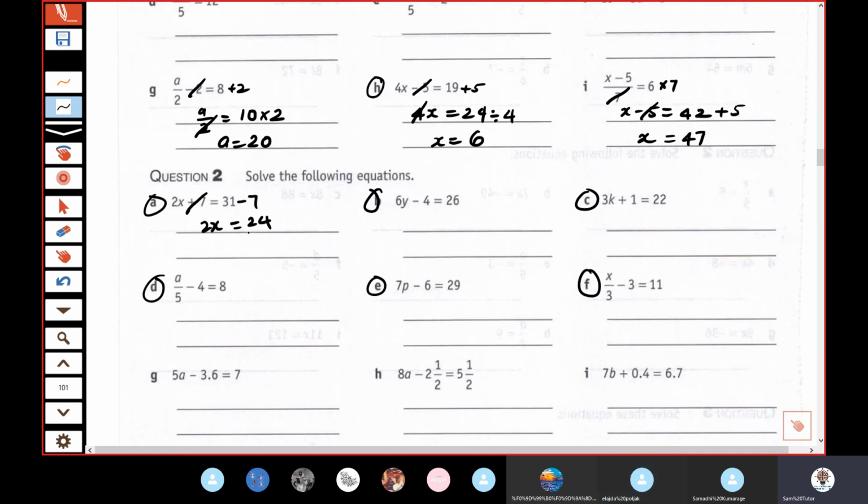And then now at this stage, what do you do? Do you divide it? Yeah, at this stage you would divide it. Good job. X equals 12. Well done.